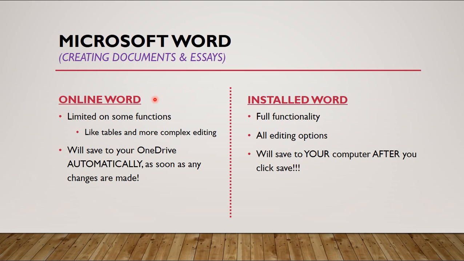The online version does have some limits. Things like tables and complex editing, you won't be able to do as much, but it will automatically save to your OneDrive. We'll talk about OneDrive here in a minute. It's going to automatically save as soon as any changes are made. Once you type your name, you can see it at the top where it says saving, and then a second or two later, it'll say saved. If you type a letter, saving, saved. It will automatically update any changes real time as they're made, and it automatically saves it to your OneDrive.